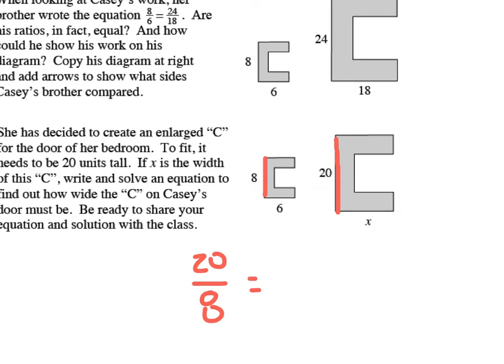That has to be the same ratio as taking the other length in the bigger C, which I know is x, and dividing that by the corresponding side length in the smaller letter C, which is 6. And I know that these ratios have to be equal because these letter C's are similar. We stated up above that all of the ratios of the sides have to be the exact same.